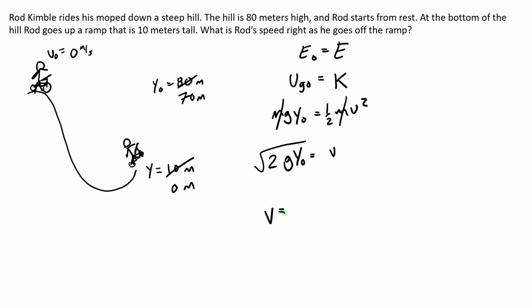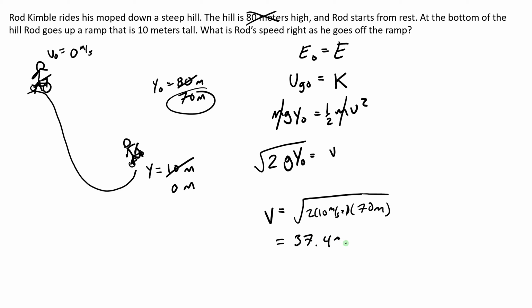And now the velocity is the square root of 2 g y naught, where I'm careful not to use 80, and instead I'm using 70. 2 times 10 meters per second squared. I'm losing my mind. Times 70 meters. Okay, so the square root of 2 times 10 times 70 is 37.4 meters per second.